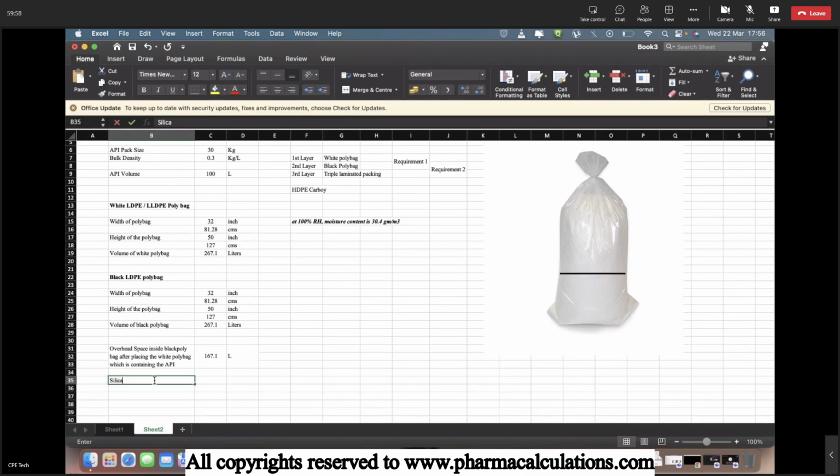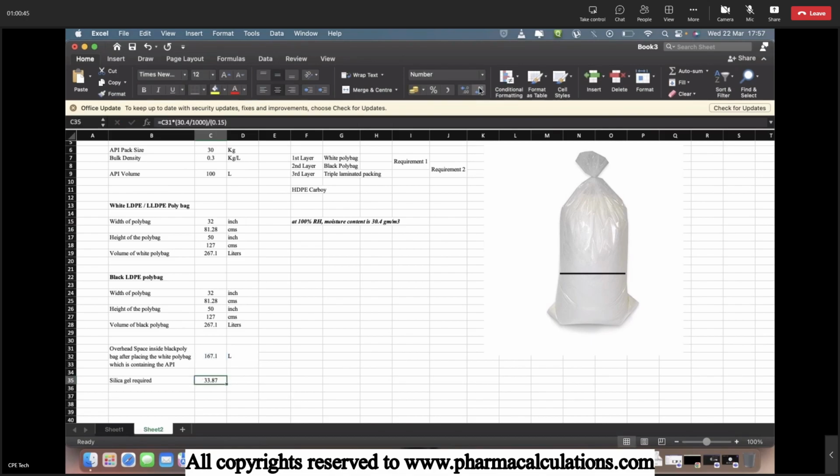So here the silica gel required is going to be the overhead space, this is in liters, and I am going to multiply this with the RH, that is 30.4. So here it is in gram per meter cube. So I'll be dividing this with 1000 just to convert from meter cube to liters, divided by the adsorption capacity of the silica gel. So here the adsorption capacity is going to be varying between 0.1 to 0.2. So I'll be taking it as 0.15.